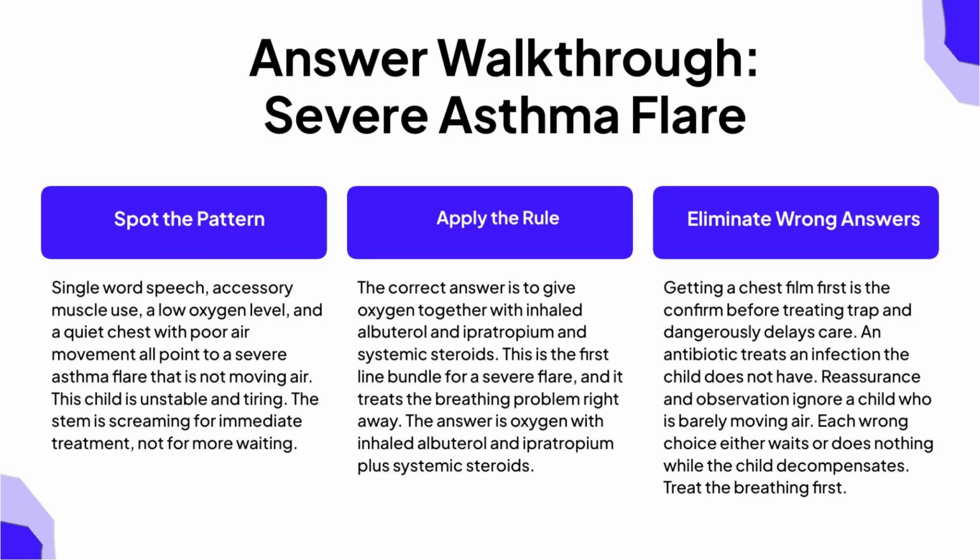Let us reason through it. Single-word speech, accessory muscle use, a low oxygen level, and a quiet chest with poor air movement are the hallmarks of a severe asthma flare that is not moving air. This child is unstable and tiring out, and the stem is begging for immediate treatment. So the correct answer is to give oxygen together with inhaled albuterol and ipratropium and systemic steroids. That is the first-line bundle for a severe flare, and it goes after the breathing problem right away.